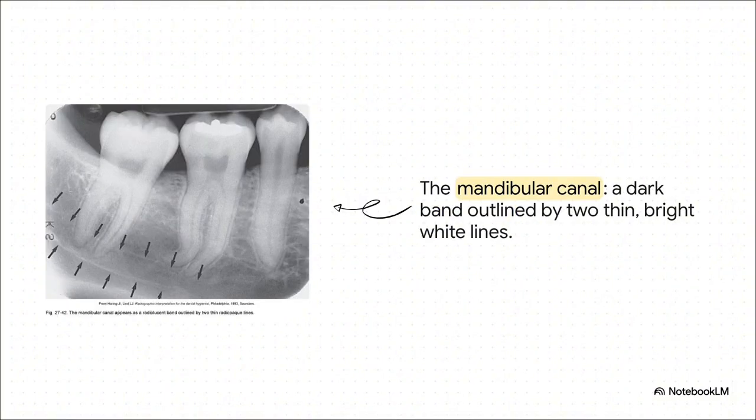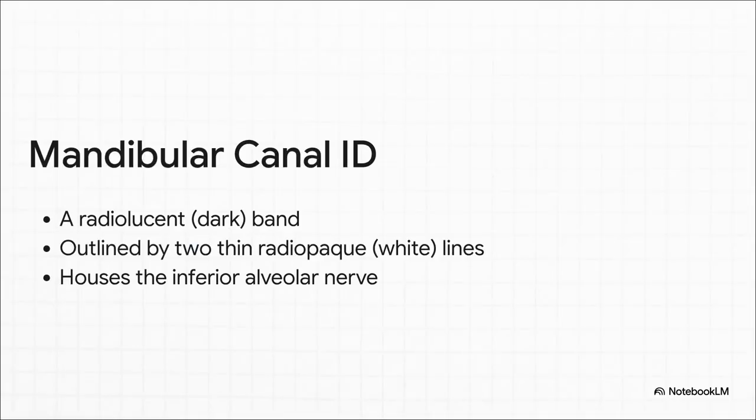Now, what's really cool is how this canal appears on an X-ray. It looks like a dark radiolucent band, that's the canal itself, but it's outlined by two thin, bright white radiopaque lines. Those little white lines, that's the super dense bone that forms the walls of the canal. So let's lock that in. To spot the mandibular canal, you're looking for that really unique pattern, a dark channel with bright white borders, and inside, it's carrying that all-important nerve through the lower jaw.